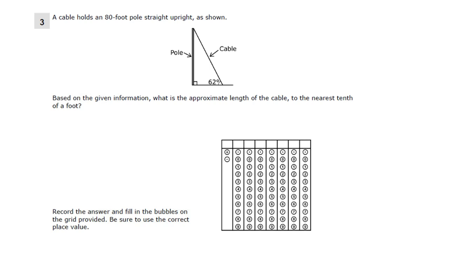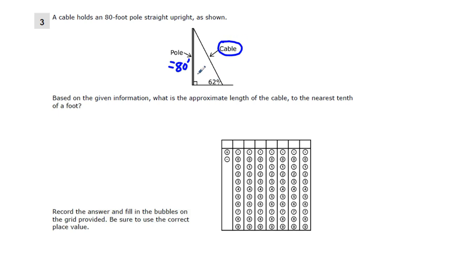3, a cable holds an 80-foot pole straight upright as shown. So here we have, we'll say equals 80 feet. And based on the information, what is the approximate length of the cable to the nearest 10th of a foot? So we want this cable here.